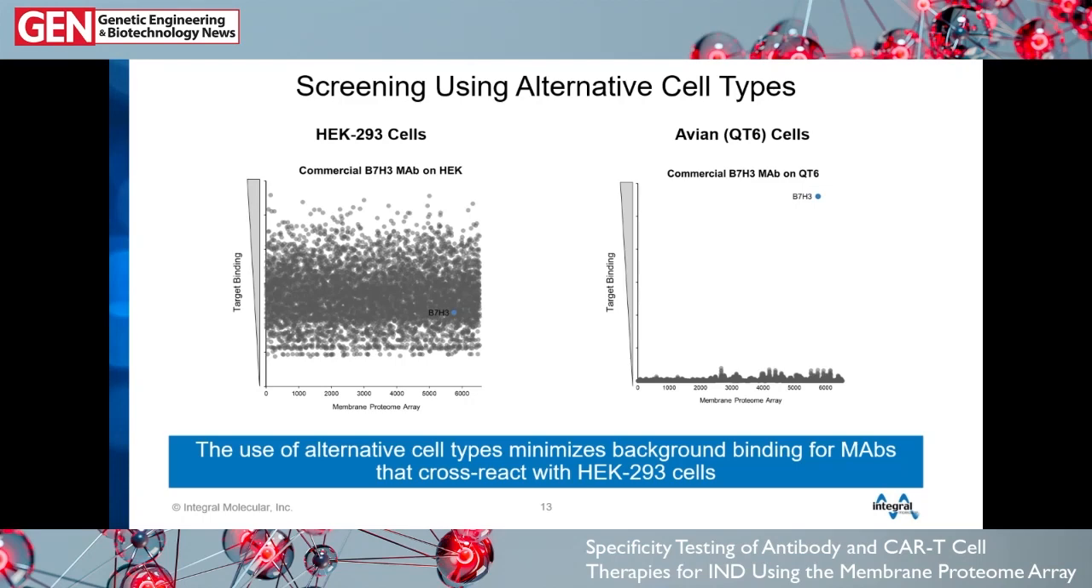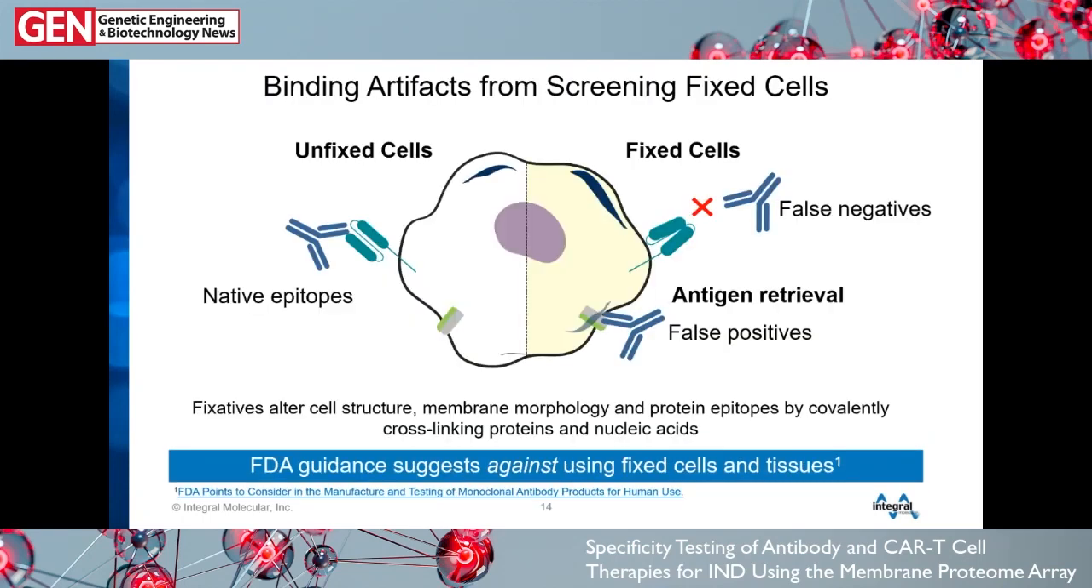Perhaps the greatest benefit of the MPA platform is that the entire process is performed using unfixed cells. While developing the MPA, it was very important for us to develop it in a method that would preserve native epitopes. Fixative reagents that are often used in tissue studies or other specificity testing methods can alter the cell and membrane structures in such a way that native epitopes are obstructed or unnaturally exposed. This can result in false negatives or false positives, neither of which are ideal because of the risk of a false negative or the additional work that would be required to track down a false positive.